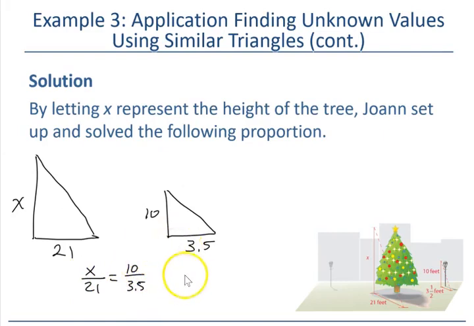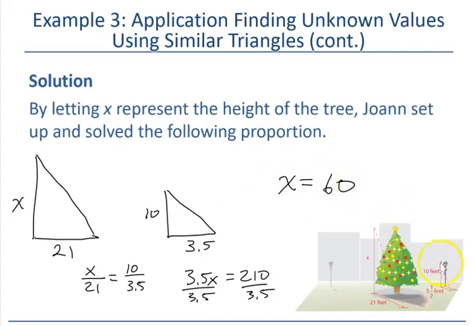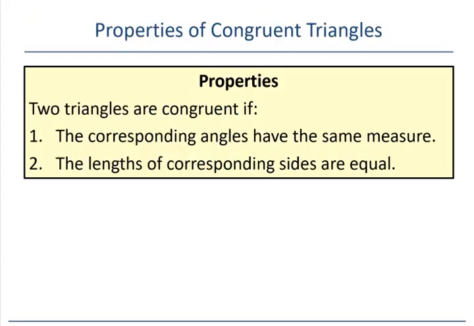Knowing what we know about proportions, I can go, well, 3.5x is equal to 210. Divide off my 3.5. I'm going to do this on the calculator: 210 divided by 3.5, and I get 60. So I know the height of the tree is 60 feet. That's how we can use our knowledge of similar triangles. Let's continue on here.